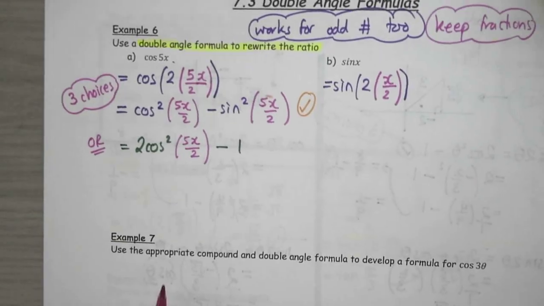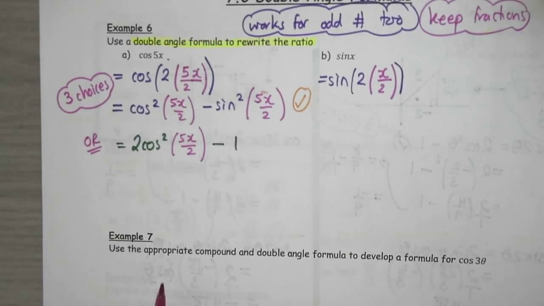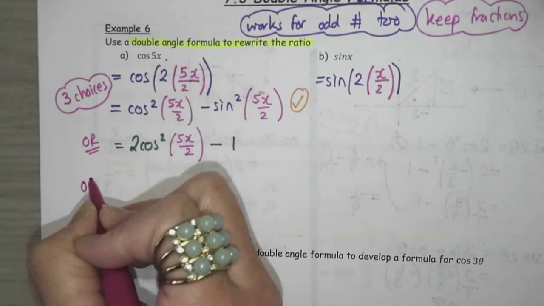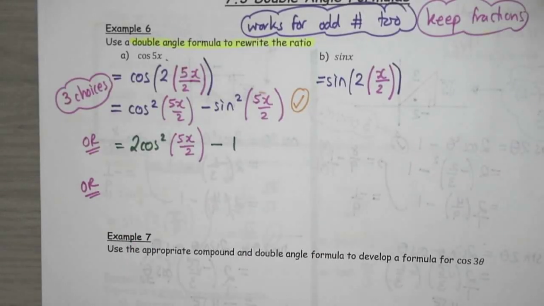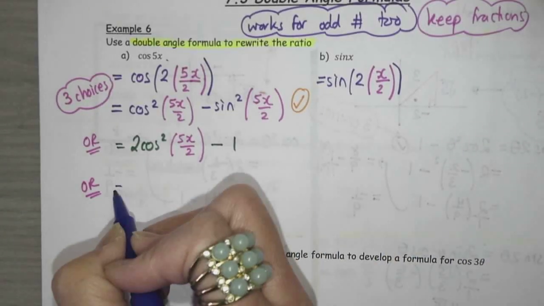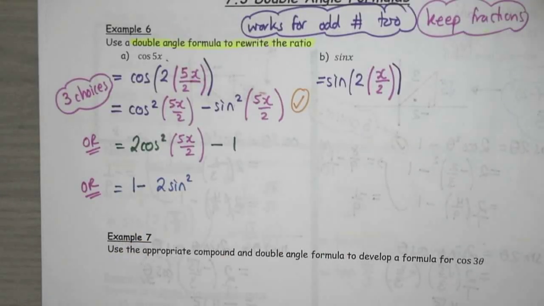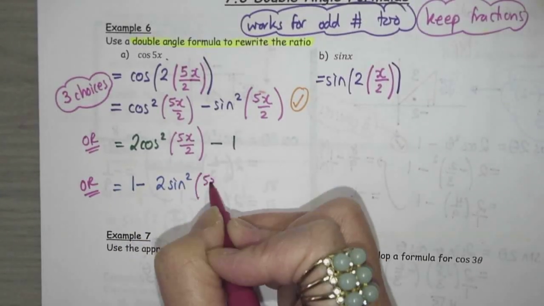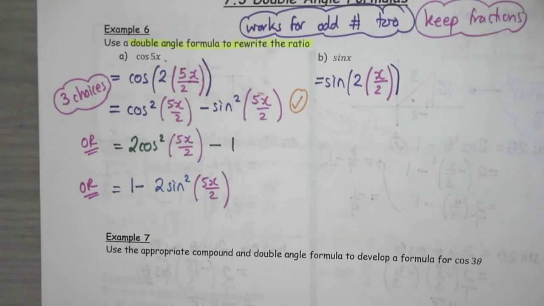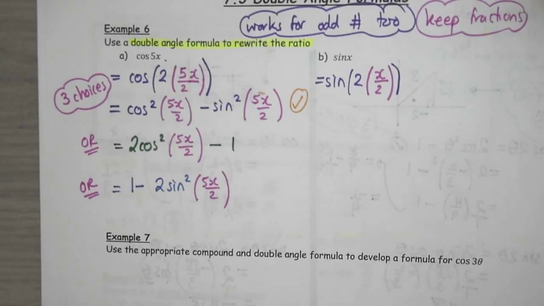Right, I always remember cos goes first because it's the cos double angle. Or, right, and all 3 of these would be acceptable because it's not going any further. So any of the 3 would be okay. I would do, for the next one, 1 minus 2 sine squared, and then you still put this half angle in there. That's it. So all 3 of those are all good. Any of them are fine.